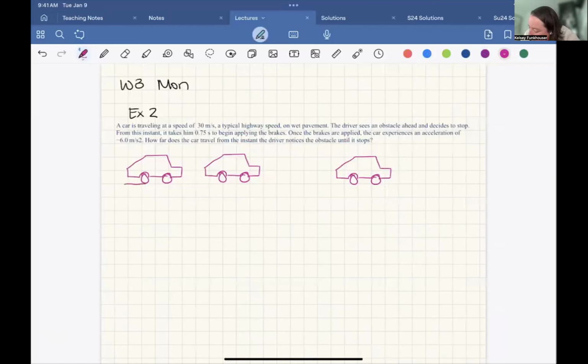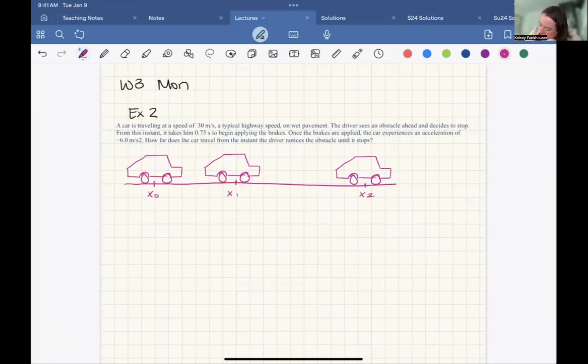Okay, so we have the car at these 3 different instances. We have it initially, then once the driver processes and actually puts their foot on the brake, and then once it stops. I'm going to label each of these times with the position. So this will be X0, this will be X1, and this will be X2.